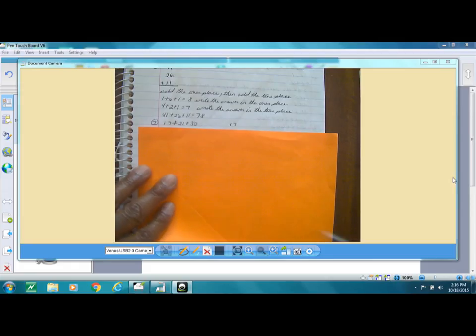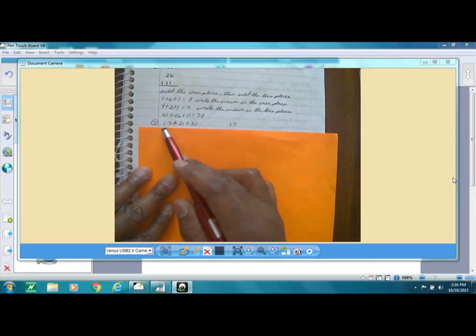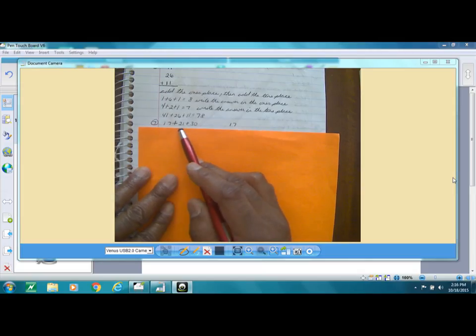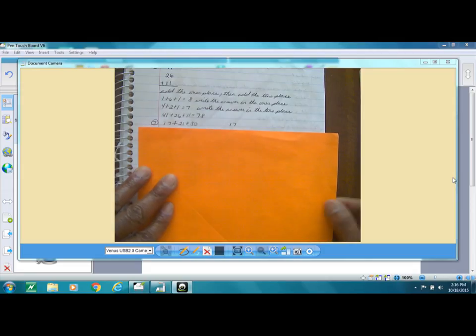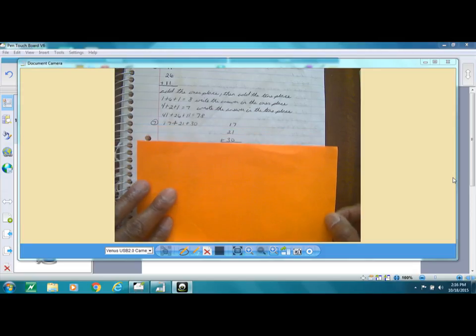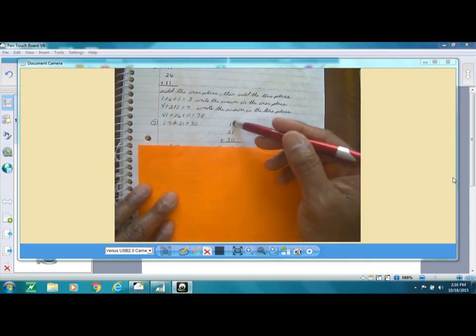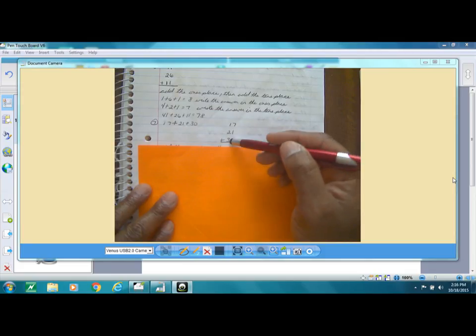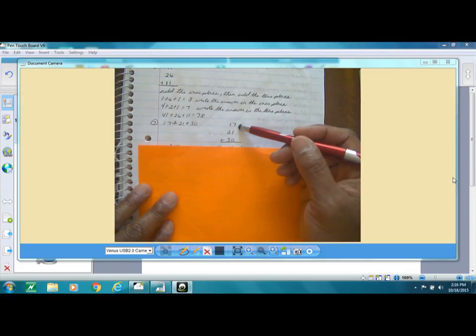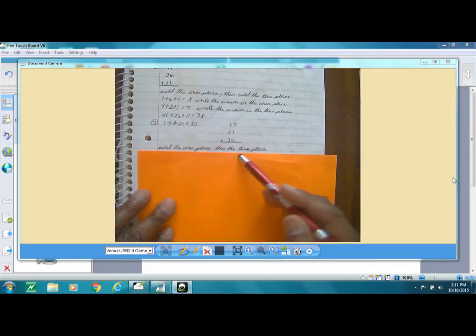Once you do that, begin to write problem number 7. Problem number 7 is 17 plus 21 plus 30. When you do 17 plus 21 plus 30, remember I write them vertically so that I can line up my place values so I can add the correct numbers.